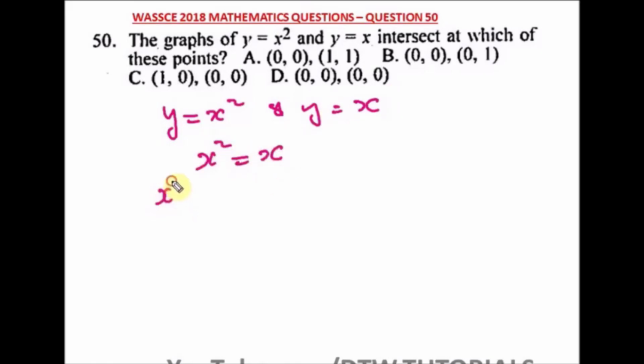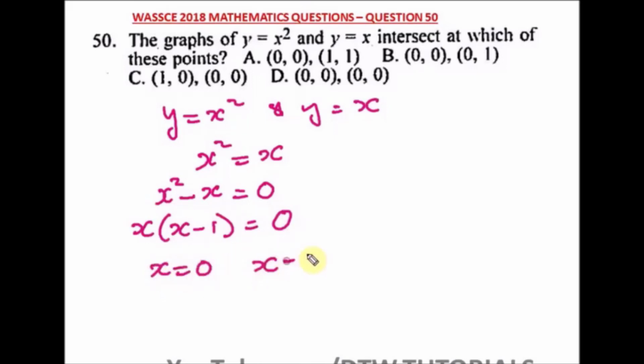Bringing x to this side, we have x squared minus x equal to 0. From here we can factor out x, so we have x times x minus 1 is equal to 0. So we have x is equal to 0, and x minus 1 equal to 0. Taking minus to the other side, we have x equal to 1.